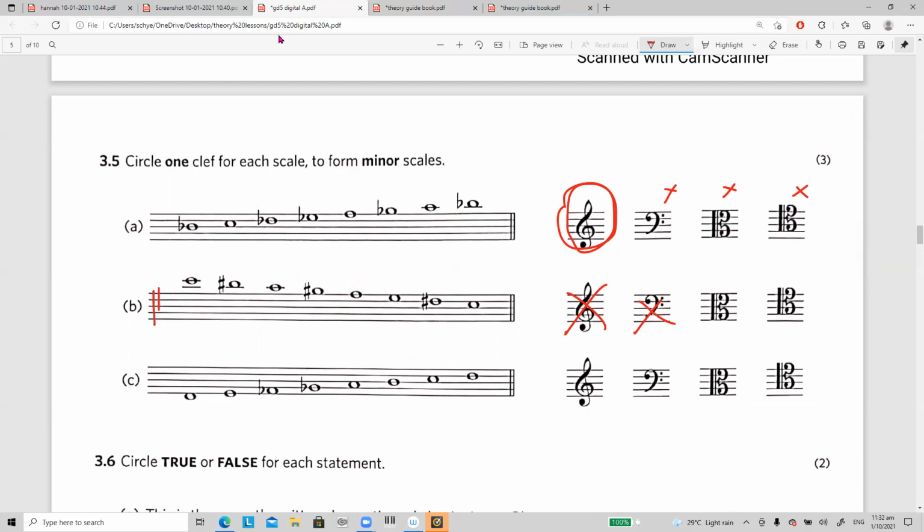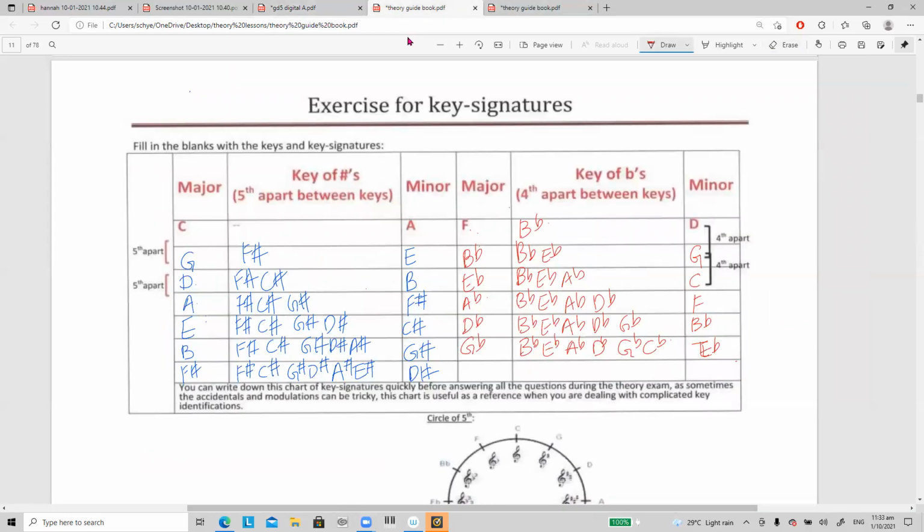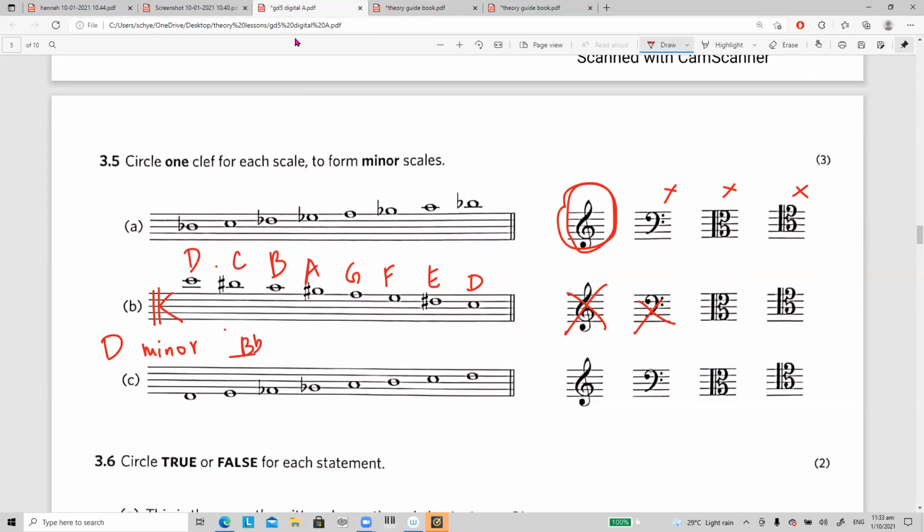If this is the alto clef, you can see that middle C is here, C, D. So D is here, okay? Which means this is D minor: D, E, F, G, A, B, C, D. So in D minor, what is the key signature? D minor's key signature is a B flat. Okay, so I write down B flat. For harmonic form, you need to raise the 7th note, which is a C sharp; up and down are the same.